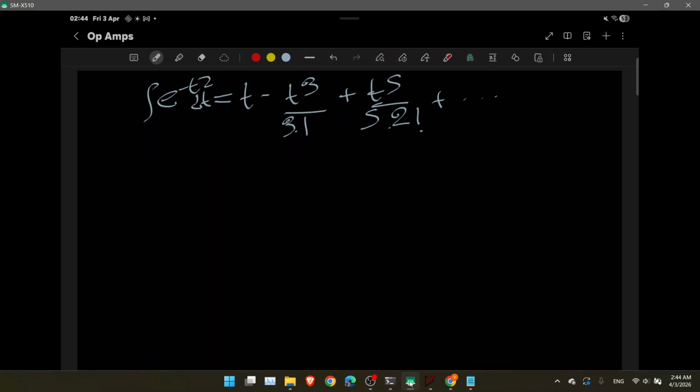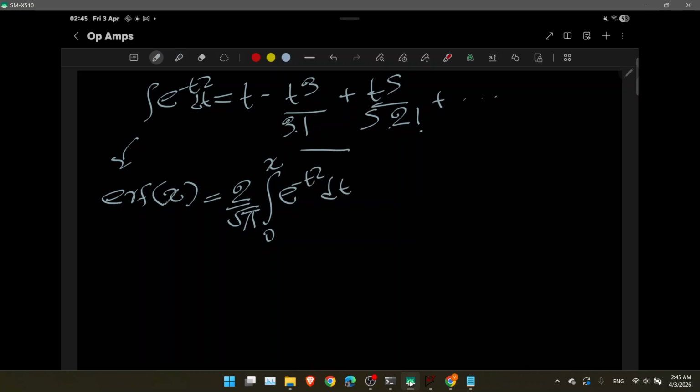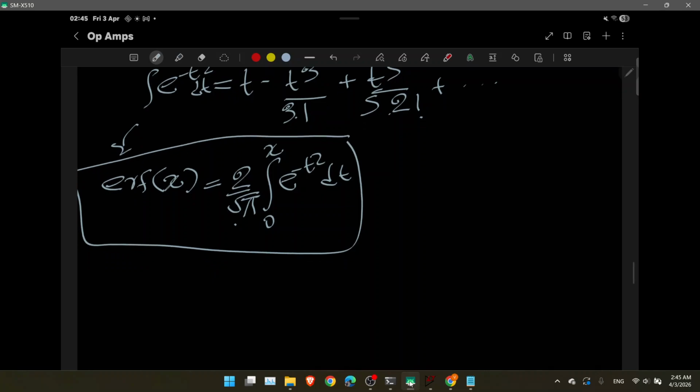Since this is an infinite sum, we define a new kind of function. We have the definition of the ERF, the error function: erf of x is equal to 2 over root pi, times the integral from 0 to x of e to the minus t squared dt. So what the hell is this? There is actually a meaning for that 2 over root pi.